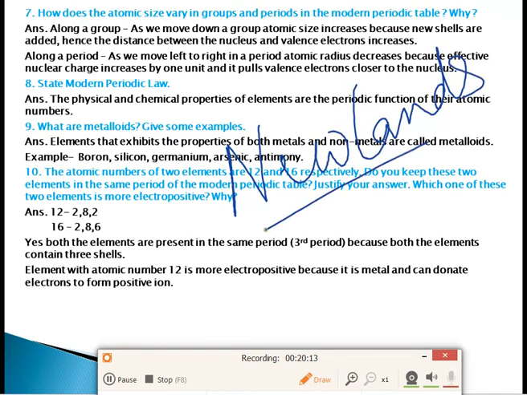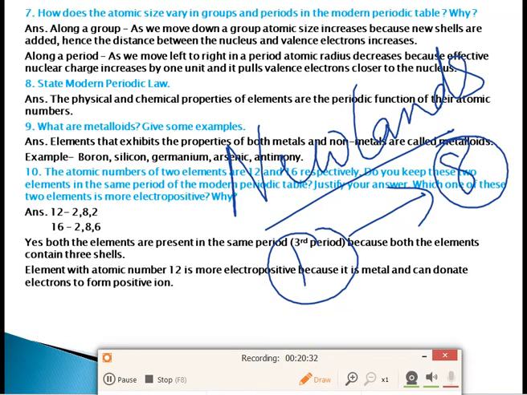Please remember the answer for Newland's law of octaves also. When the elements are arranged according to increasing atomic masses, what did Newlands do? He also arranged the elements according to their increasing atomic masses. And he said that the physical and chemical properties of the first element were similar to those of the eighth element, just like a musical note. So according to Newland's law of octaves, he arranged the elements in the order of increasing atomic masses, and the property of the first element was similar to the property of the eighth element. So that was all about Newland's law of octaves.